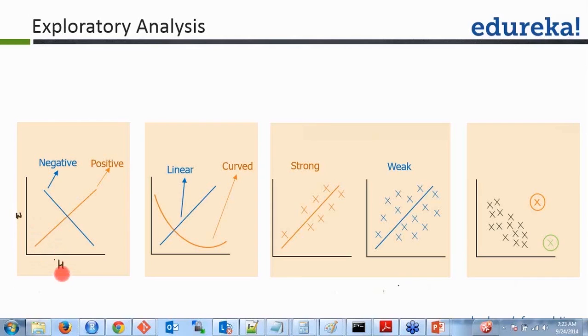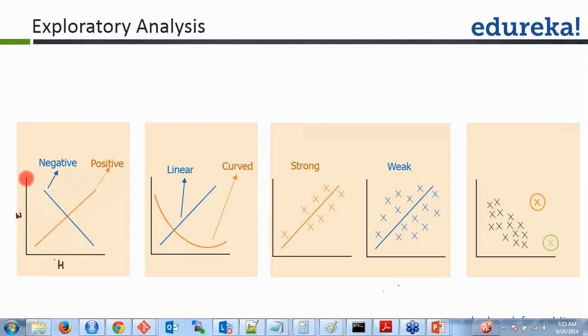What does that mean? If the height increases, for example, from 1, 2, 3, 4, 5, 6 up to say 7, then the weight, say from 50 to 100, also increases. That is an example of a positive relation.